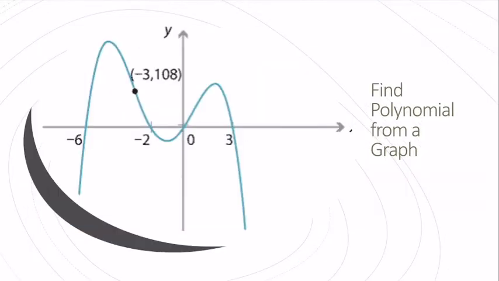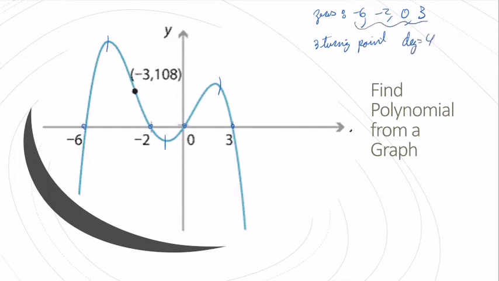For this next example, let's look at our zeros. I have 4 zeros in this case. My zeros are when x is -6, -2, 0, and 3. I know that I have 1, 2, 3 turning points, so my degree must be 4, which is good because I've got 4 zeros. So I need to determine what my a is using a point. I could use any point on this graph, but I'm going to use the point when x is -3, y is 108.